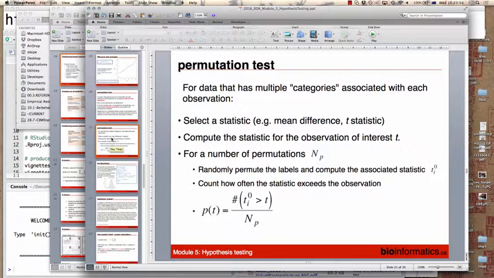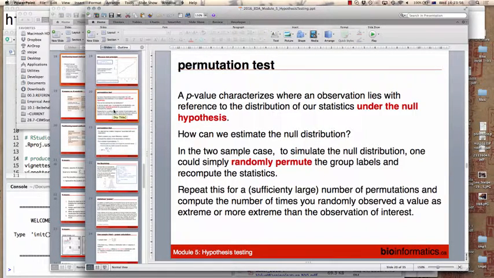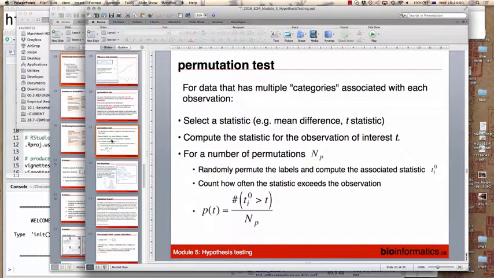For example, permutation tests are one case. If you have data that has multiple categories associated with each observation, you select a statistic, a mean difference or a t-statistic, it doesn't matter, many statistics will do, and compute the statistic for the observation of interest, which then gives you one value.